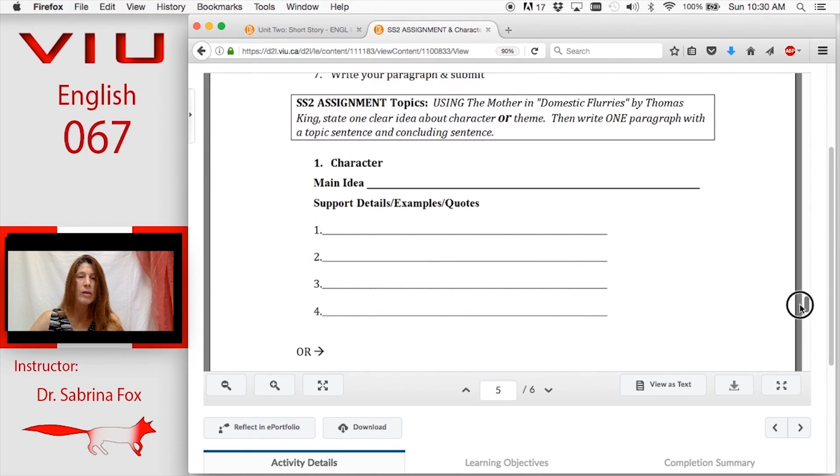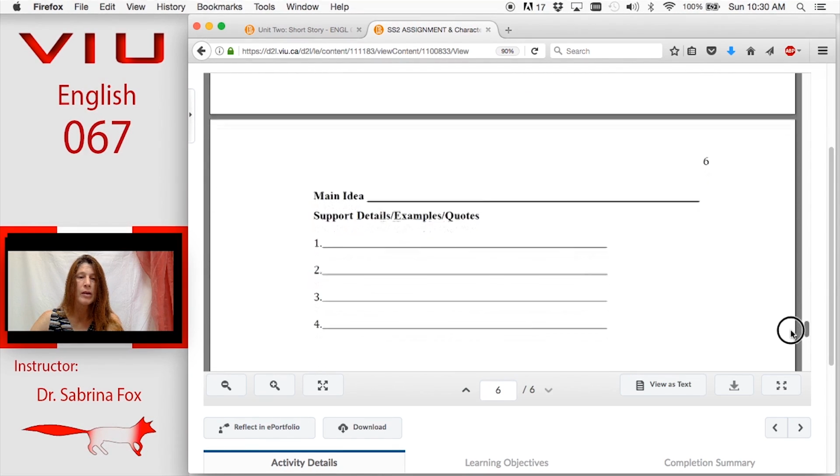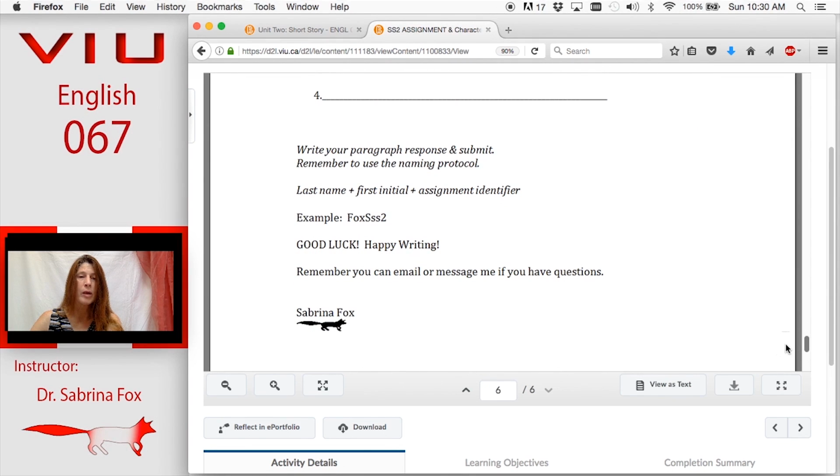You might use this outline or you might not. That's up to you, but what I'm looking for is the paragraph response. Remember to use the naming protocol. Good luck and happy writing.